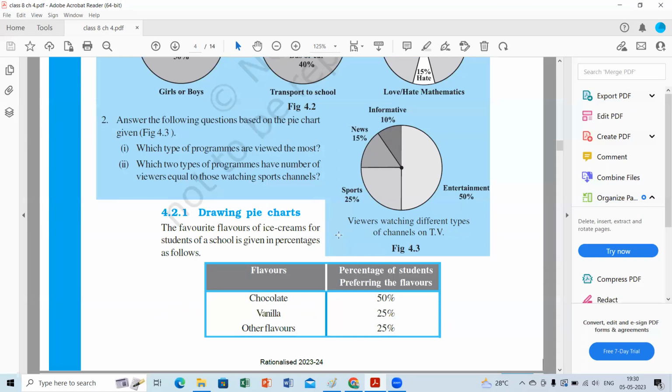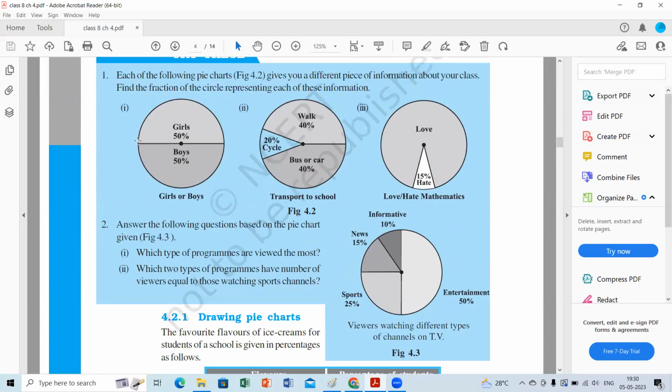That's the first thing, children, basic things. And coming to construction, drawing a pie chart is a more important thing. This is only the reading part. We are doing only reading and answering the pie chart.